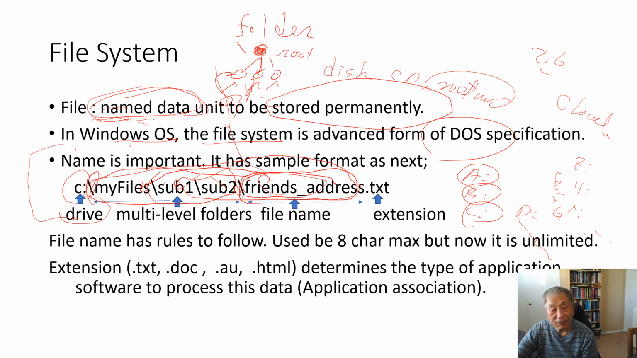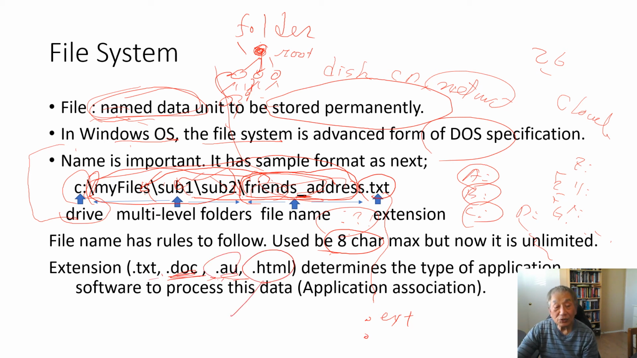In the old days, the file name was only 8 characters maximum, and only letters and numbers, but not anymore. It has quite a few options, and you can use special characters, but you are not allowed a colon, question mark, or exclamation mark. Then very important is the extension, such as .exe, .txt, .doc, .au, .html.